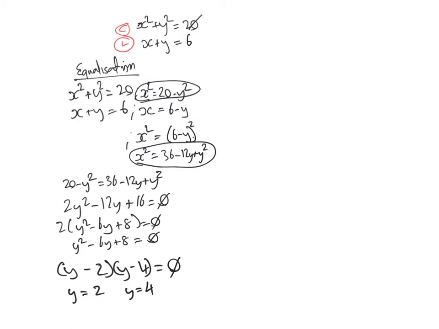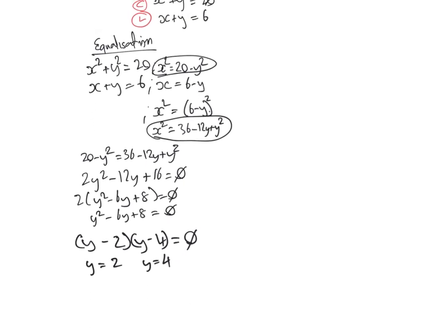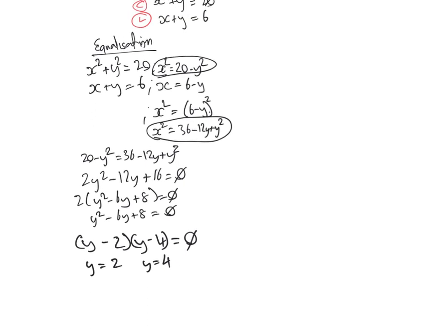Remember, the solutions are the values of y that make the bracket equal to 0. Then we need the x value for these y values, so we use substitution into one of the equations. Always use the easy one, the linear one. It's virtually always the easy one. So x plus 2 equals 6, so x must be 4, or x plus 4 must equal 6, so x must equal 2.